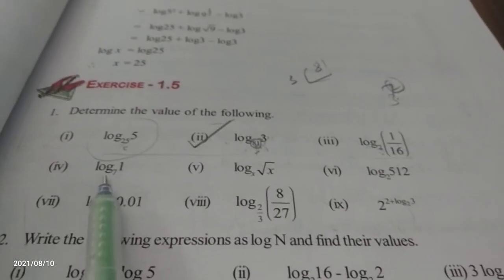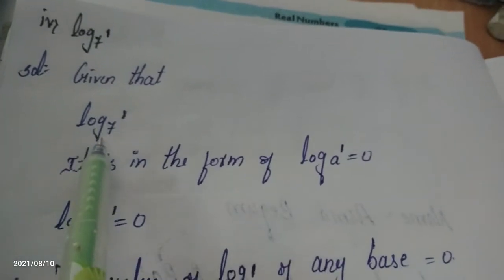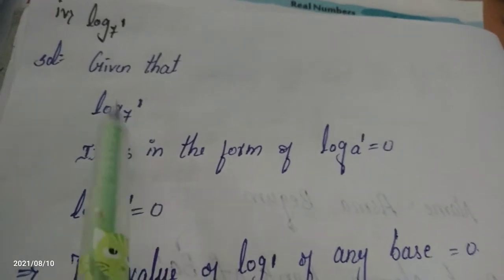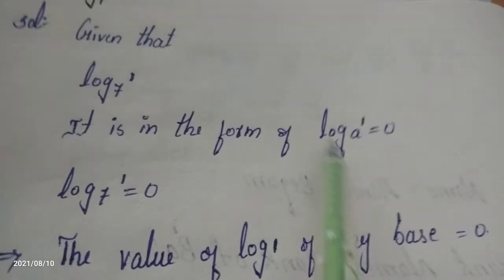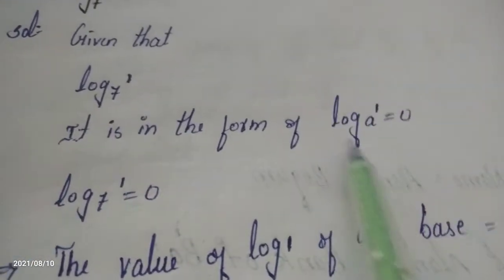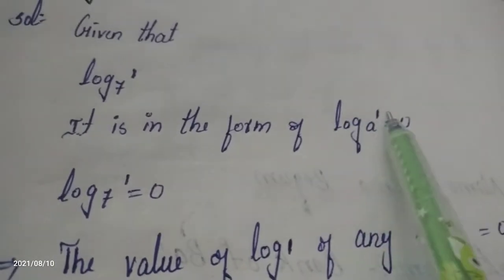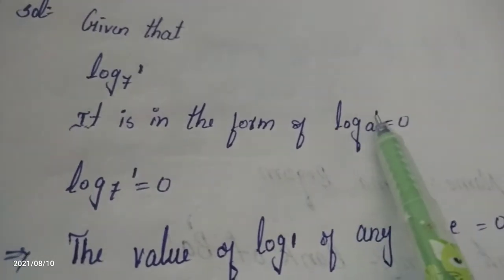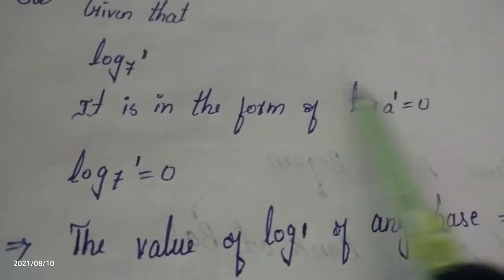What is the fourth question? Log 1 to the base 7. Given that, whatever is given in the question, you have to write it in the answer after writing "given that". It is in the form of log 1 to the base a. This expression is in the form of our law of logarithms. What is that formula? Log 1 to the base a is equal to 0. It means log 1 to any base, the value should be 0.